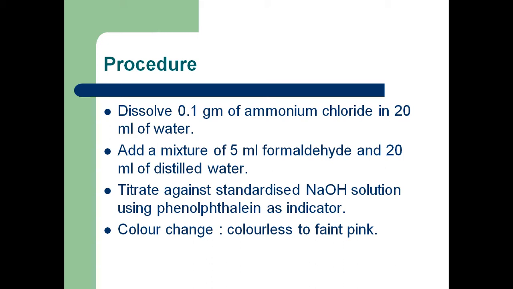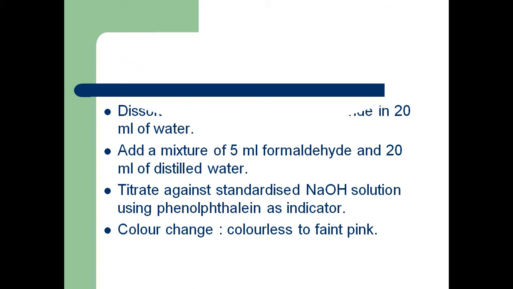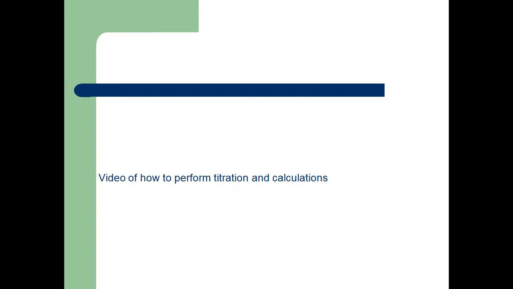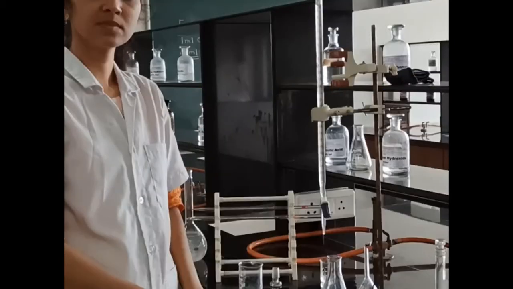So we can note down the burette reading. That is, we will get the amount of NaOH which was required to neutralize the HCl. And how much HCl will be present in the conical flask? It will correspond to the amount of ammonium chloride. Thus, the amount of NaOH required to neutralize HCl will give us the amount of ammonium chloride present in our sample. We will now see a short video on how to perform the titration and how to use the burette reading in calculations.